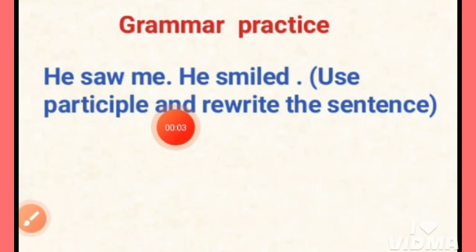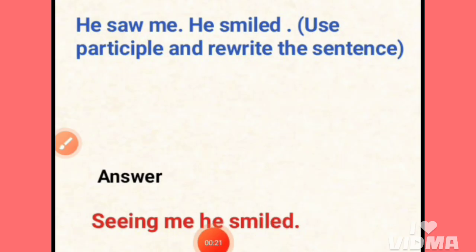He saw me, he smiled. These are the two simple sentences, and we have to use participle here to rewrite the sentence and join these two simple sentences. Look at this answer. The answer is: Seeing me, he smiled.